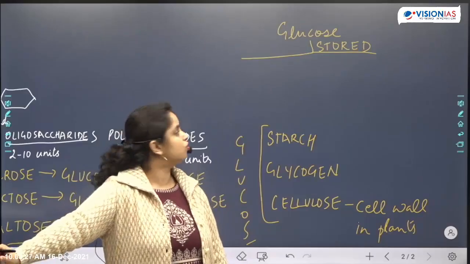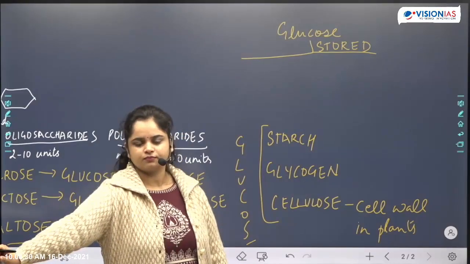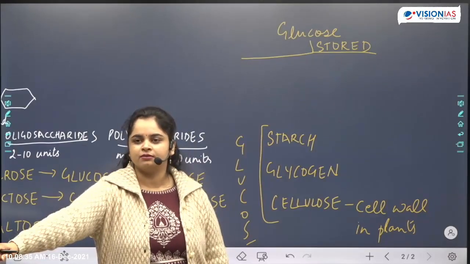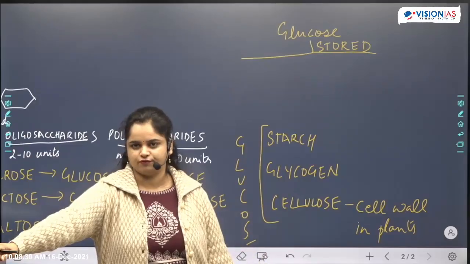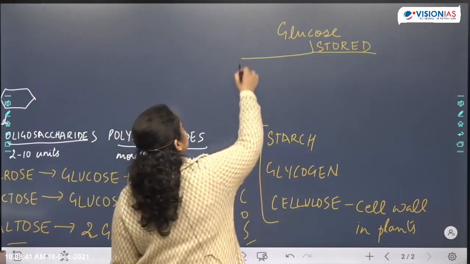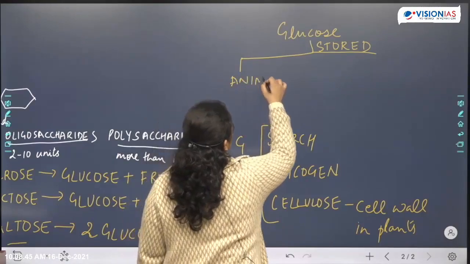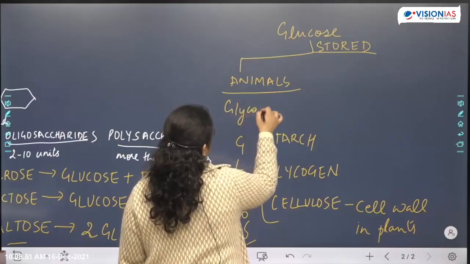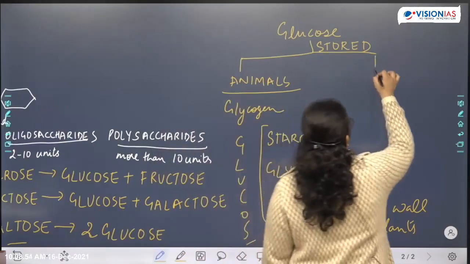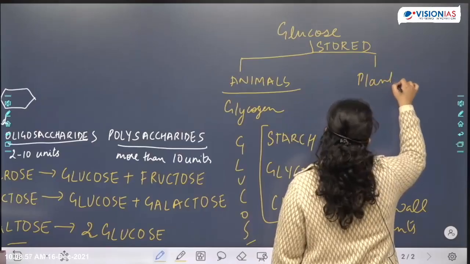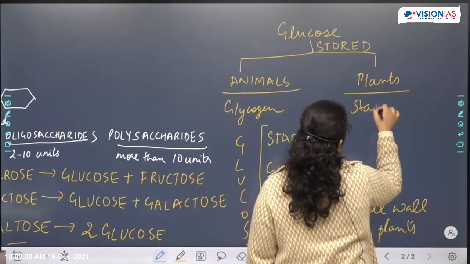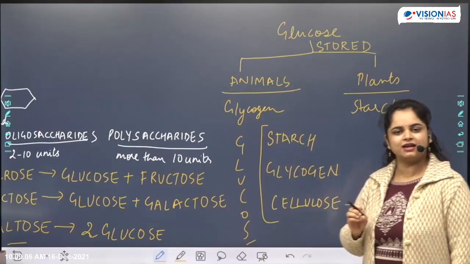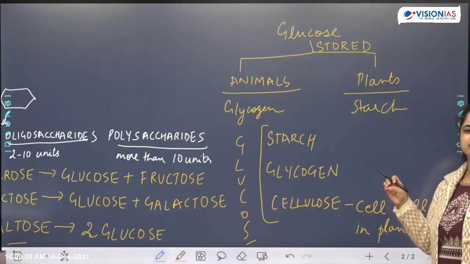Okay, we'll have to store the glucose. Why? Because maybe at a later point of time, this glucose is not available. At that time, it can use the stored form for energy. So, animals and plants store this glucose differently. Animals store it in the form of glycogen, and plants store this glucose in the form of starch. So this again tells you that glycogen is found only in animals and starch is found only in plants.